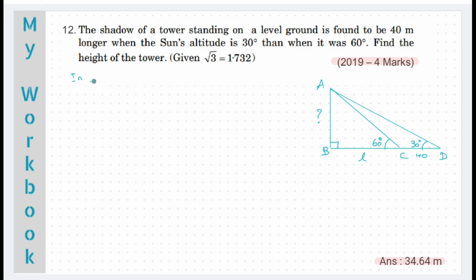In triangle ABC, tan 60 degrees is equal to AB by BC. Root 3 is equal to AB, which is unknown, the height, by BC, which we have assumed to be L, the length of the shadow. So AB is root 3L.